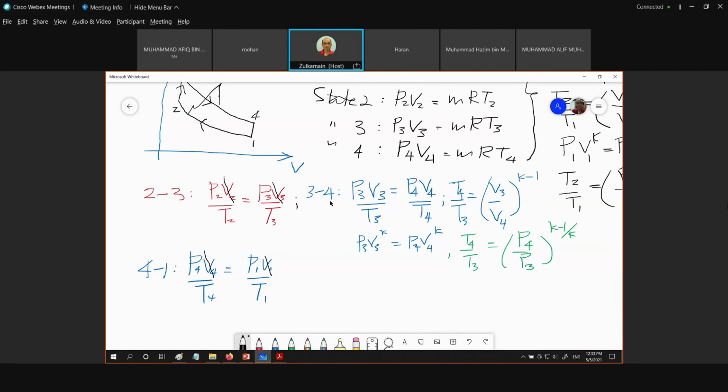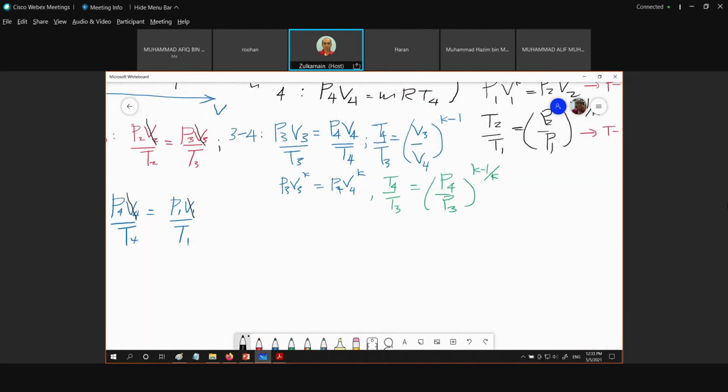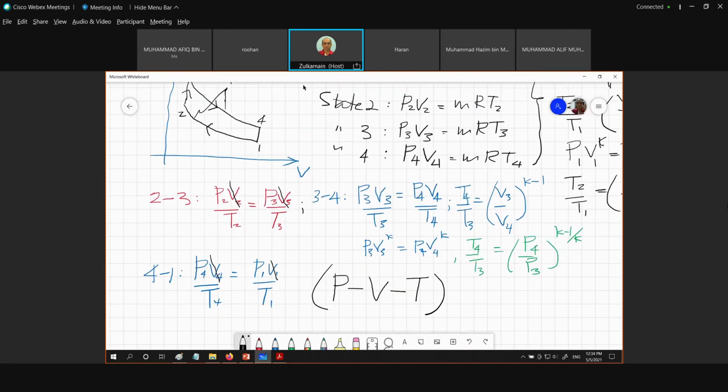So please remember all the equations that can be used. The equations that I have written right here are basically used in order to solve for any value of P, V, and T. Okay, now we look at the question.